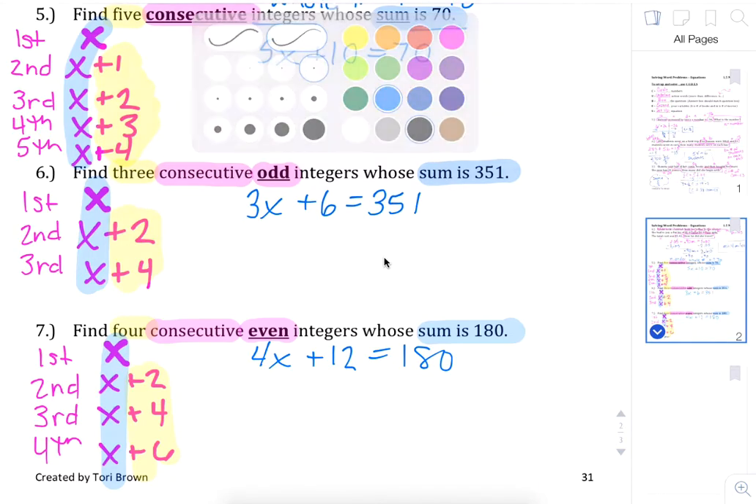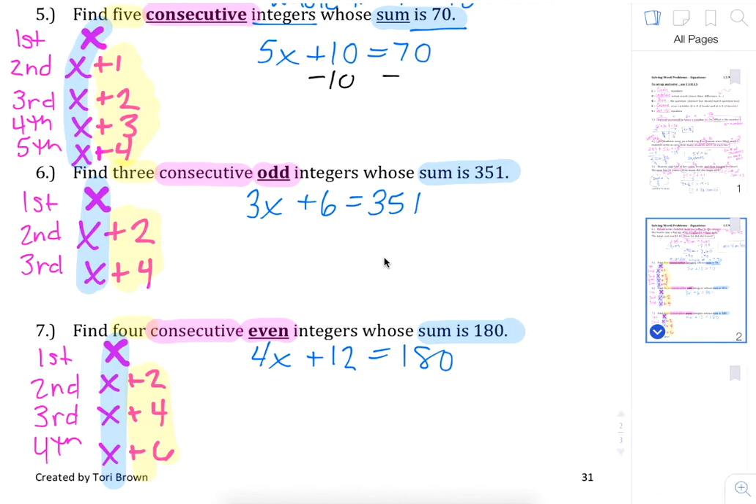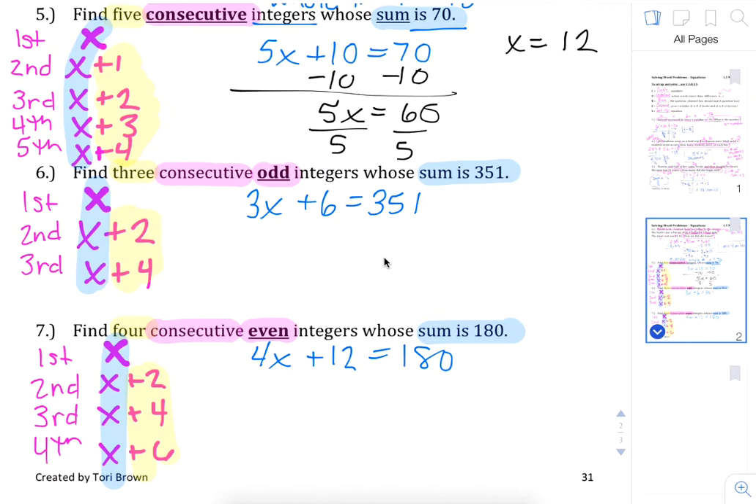All right, last set of steps. We're going to solve it out. We're going to subtract 10 from both sides. That gives us 60. Divide out the 5 gives me my first answer. My first answer is 12. But how many answers do I need? You should have 5 consecutive integers. So consecutive means count in order. We got 12, 13, 14, 15, and 16. That is my 5 answers, and we are done with number 5.